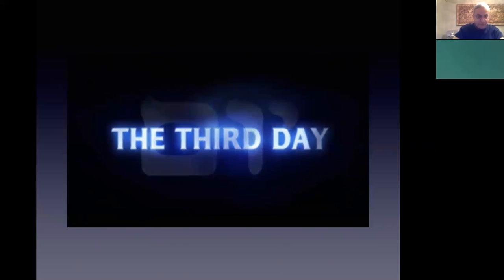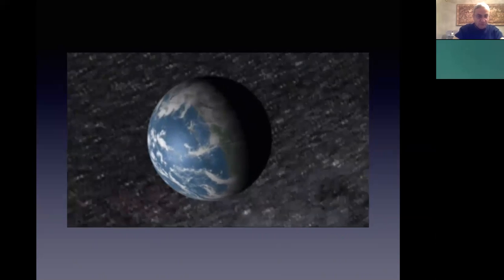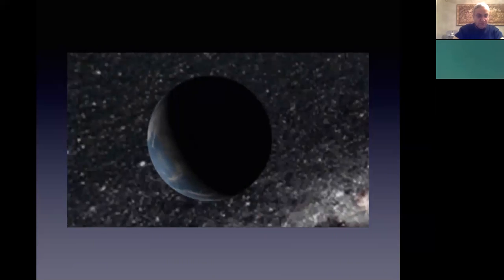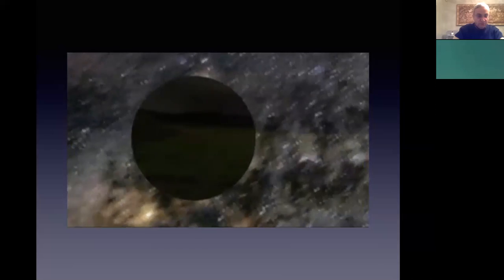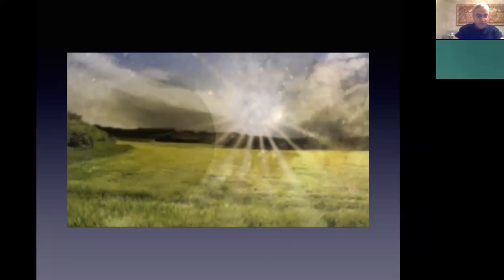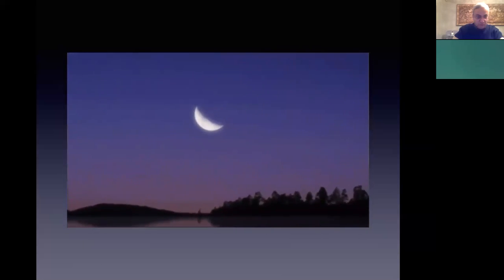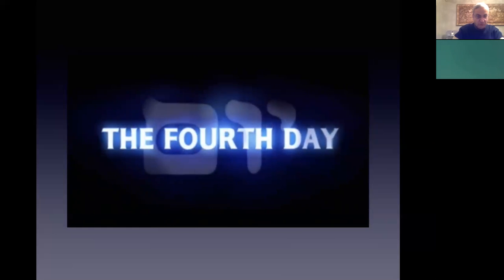And God said, let there be lights in the firmament of the heaven to divide the day from the night, and let them be for signs and for seasons, and for days and years. And let them be for lights in the firmament of the heaven to give light upon the earth. And it was so. And God made two great lights, the greater light to rule the day and the lesser light to rule the night. And God saw that it was good. The evening and the morning were the fourth day.